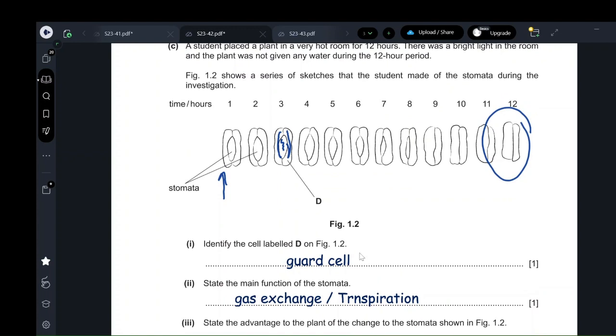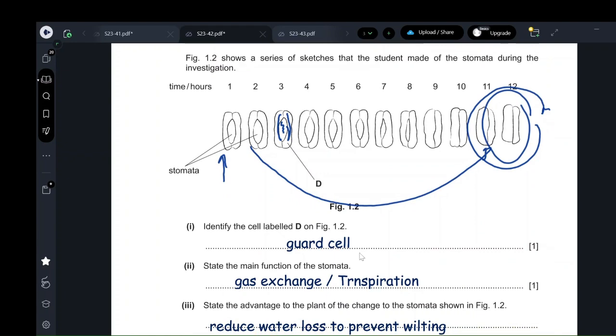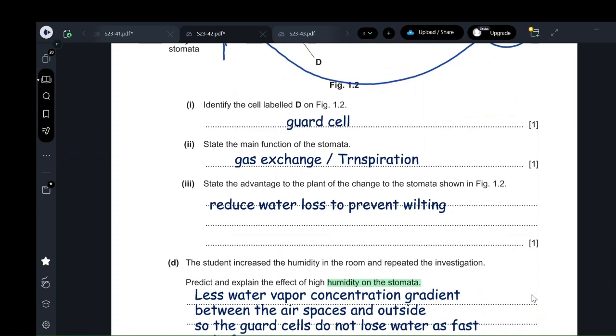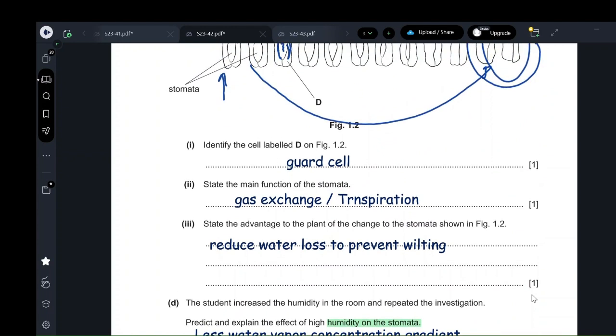What is the advantage to the plant of the change shown? What is the advantage of closing the stomata in hot weather or in bright light? When you close the stomata, there will be no loss of water. You will decrease the loss of water, so you will prevent wilting. Look, this was a tricky question.